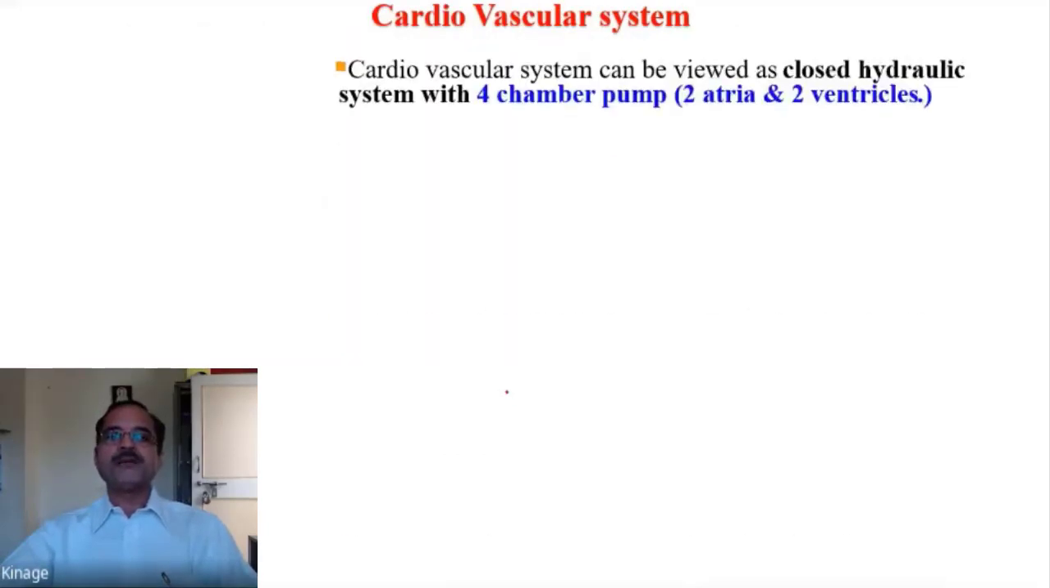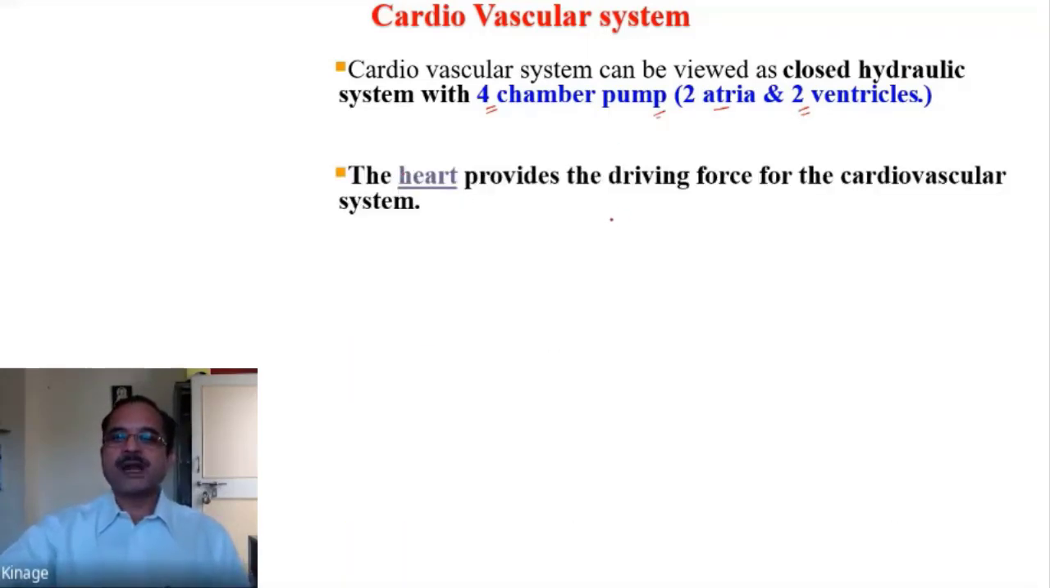Okay, so let us start with the functioning of cardiovascular system. Now in the video, what we have seen, the heart is divided into four chambers. So it is actually a hydraulic system. So there is hydraulic engineering in that. It's four chambers. It is a pump with four chambers. Upper two chambers are called as the atria, left atrium and right atrium. Similarly, the bottom two chambers are the ventricles. These are left ventricle and the right ventricle.